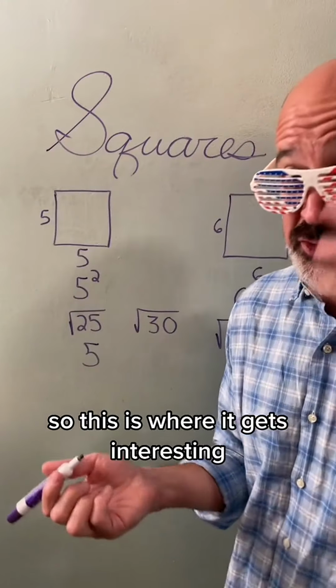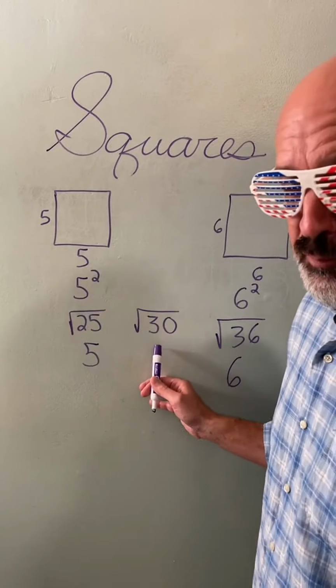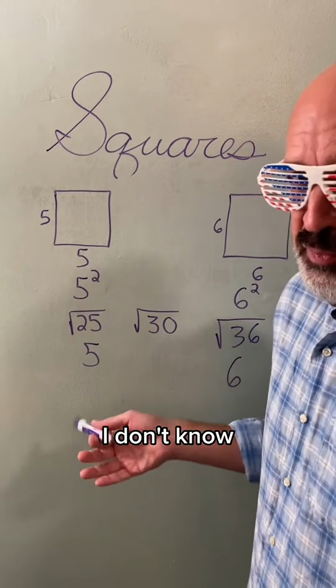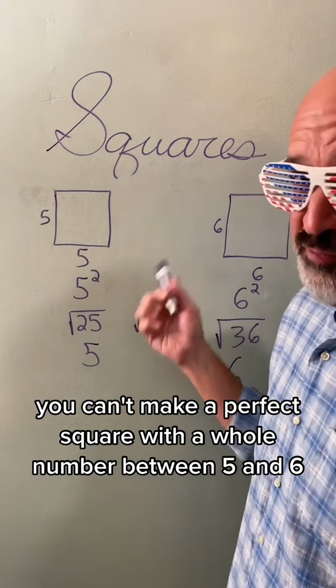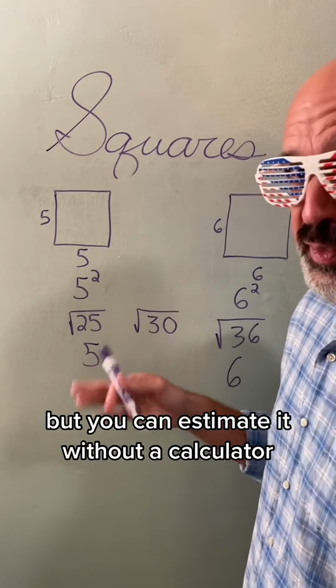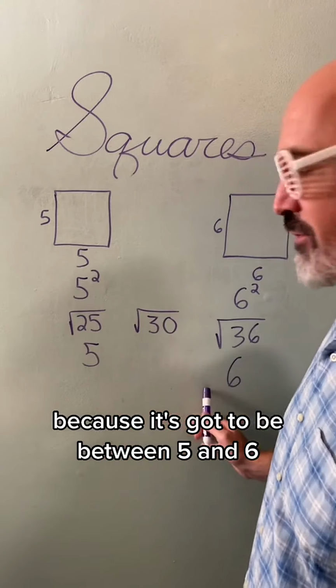So this is where it gets interesting. Can you take the square root of 30? Most people would say, I don't know, it's not a perfect square. You can't make a perfect square with a whole number, but you can estimate it without a calculator, because it's got to be between 5 and 6.